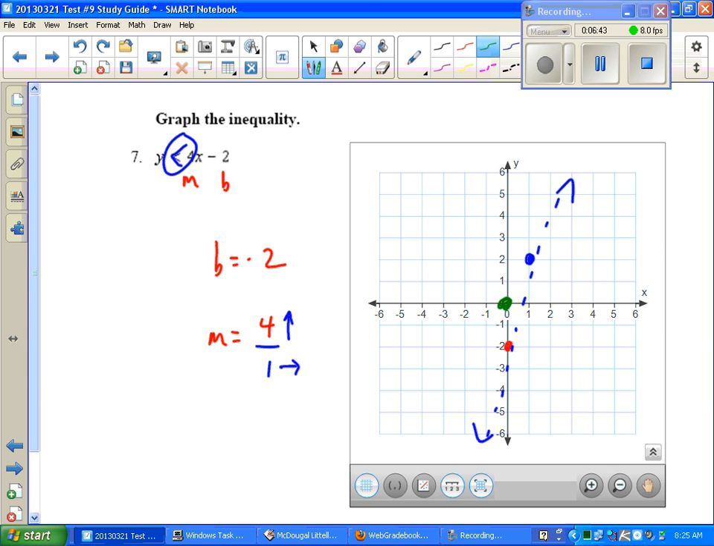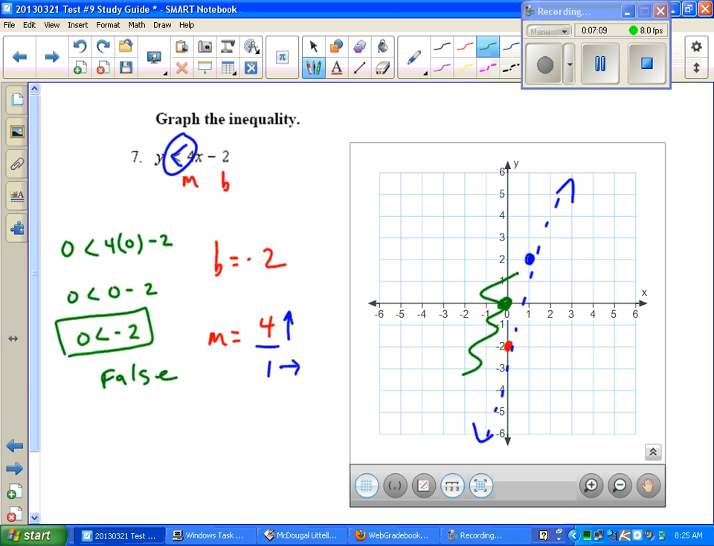So y value 0 to x value 0, 0 is less than 4 times the x value is 0 minus 2. 0 is less than 4 times 0. Anything times 0 is 0 minus 2. 0 is less than negative 2. This is the one you have to check the truth value of. Is that a true statement or not? No, 0 is not less than negative 2. So this is a false statement, which means everything over here on this side where the 0, 0 is false, which means everything shaded the opposite way is true.